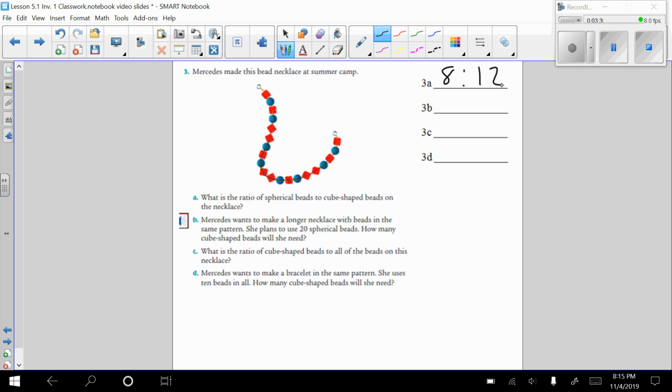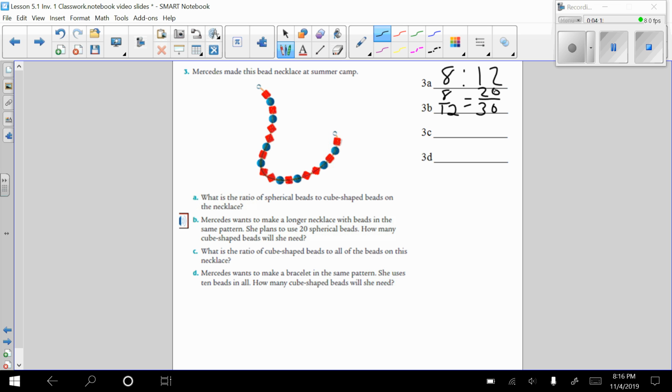If you wanted to make a longer necklace with beads in the same pattern, she plans on using 20 circle beads. How many cube beads would I need? Well, in this case, you're sort of setting up what's called a proportion, and that's something we're going to learn in a little while. At this time, I will just tell you if the ratio is 8 to 12, to get it to be 30 total beads, you would need to have 20 of the circles, and we'll explain that as we go a little bit further on proportions.